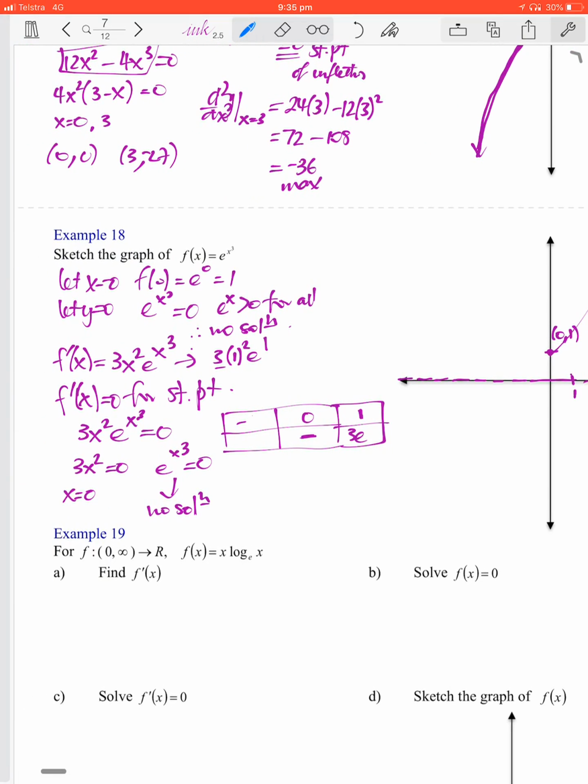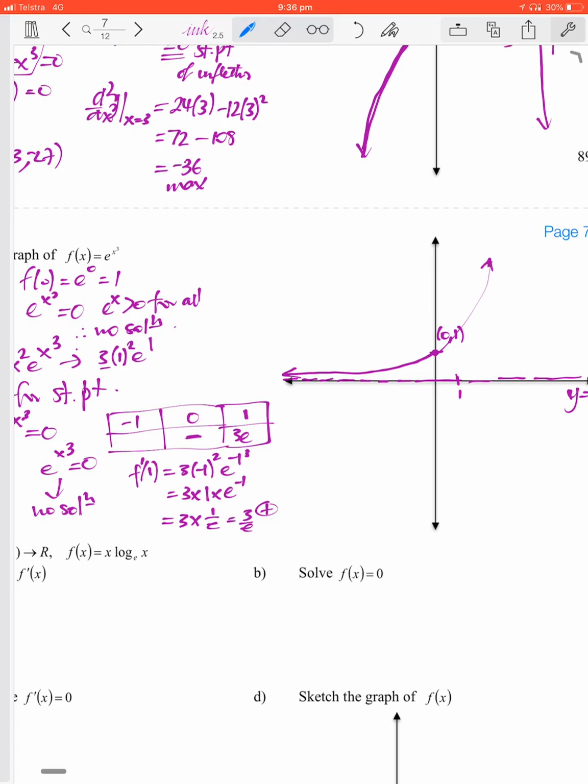Okay, let's try -1. If we put -1 into it, we get f dash of -1 is 3 times -1 squared times e to the -1 cubed, which is 3 times 1 times e to the -1, which is 3 times 1 over e, which is 3 over e, and that's still positive. So it's got a positive gradient on this side. So it basically just looks like a normal exponential graph.